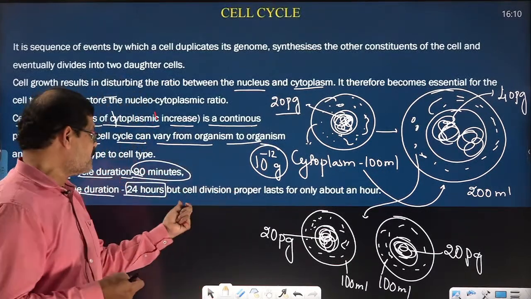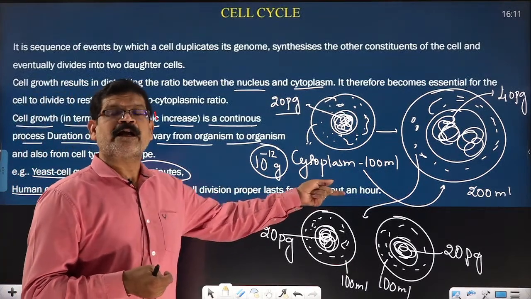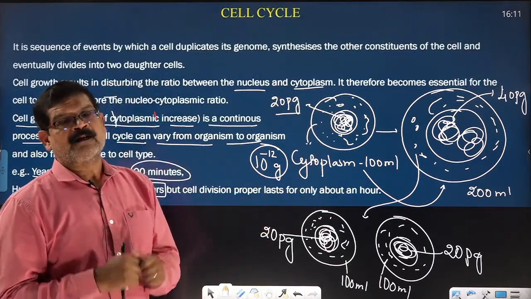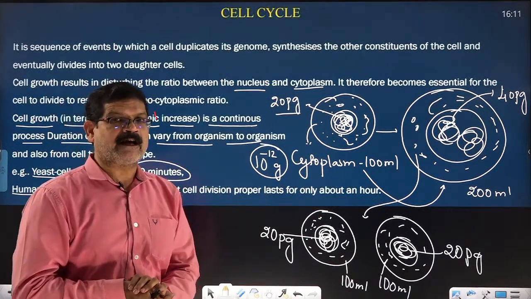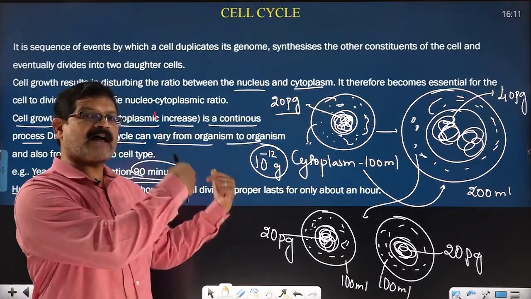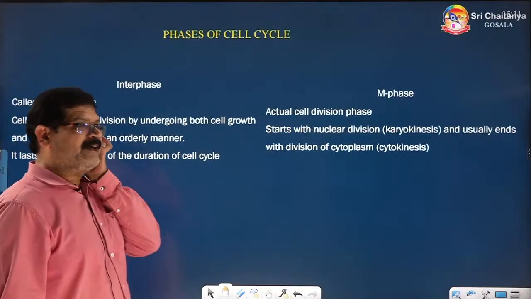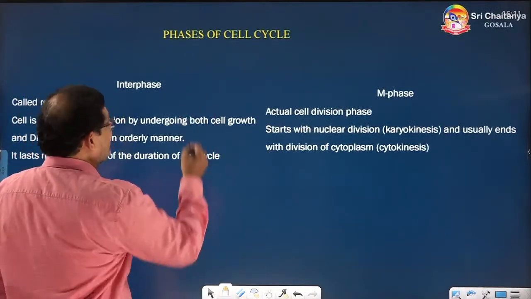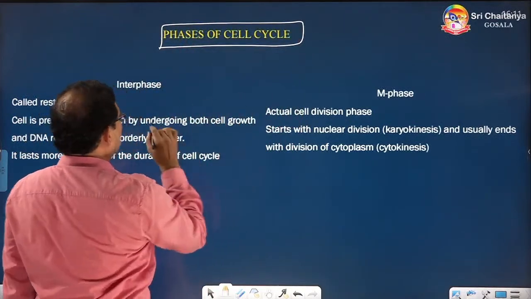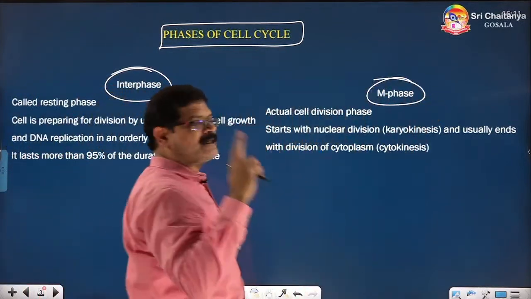Another point, can you check it? The cell division proper lasts for only about an hour. That means only 1 hour is required here. Like this, the cell will be dividing, and this is the complete essence of the cell cycle, which we'll see in the diagrammatic representation on the next page. Any cell cycle has 2 important phases. One is called interphase, and another one is called M-phase. These are the 2 important things.